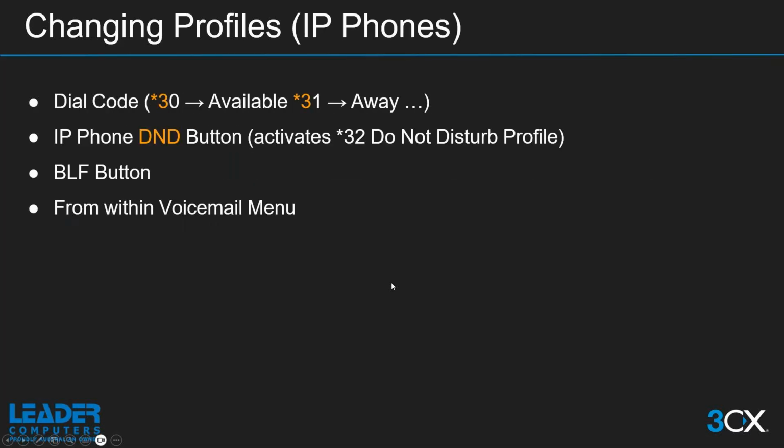And if you ask the question, my customer only uses IP phones, so they do not use the 3CX app, does that mean they cannot change it? They can still change it using the dial codes. Let's say they have a desk phone with BLF buttons, you can program those BLF buttons to *30, which is for available, *31 for away, and *32 for DND. So you can set the dial codes onto a BLF so that the customer can change their profile status directly from there.